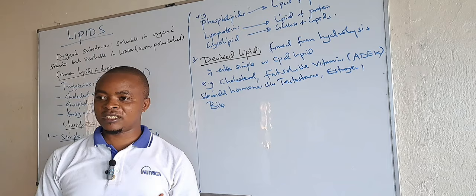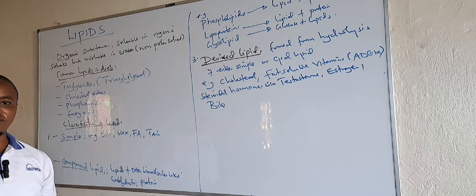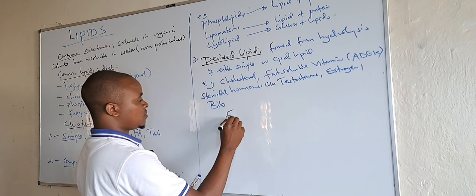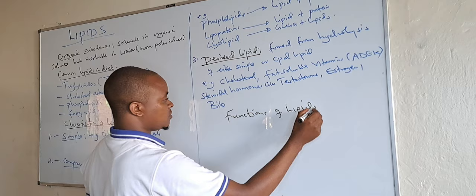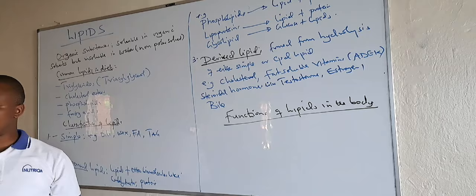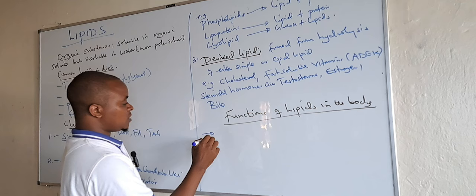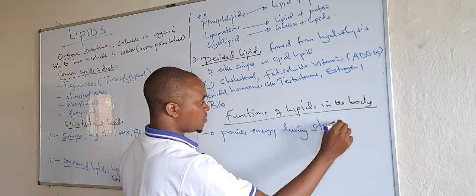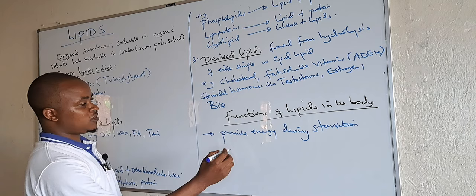After knowing how lipids are classified, we can now look at how these lipids help us in the body. What are the functions of lipids in the body? Why do we need to eat lipids? Are they important in our body? One of the major functions of lipids is that they provide energy, especially during starvation. When you have gone long without eating, the only source of energy is lipids.